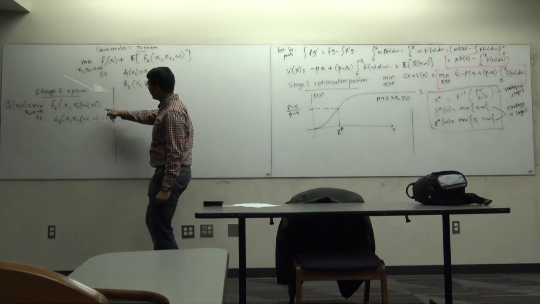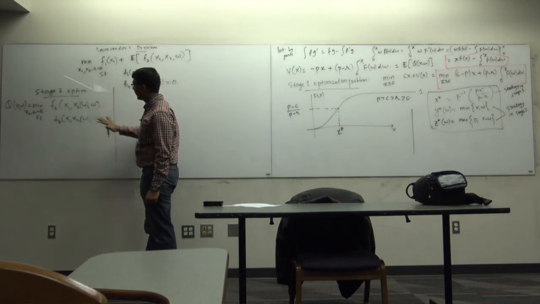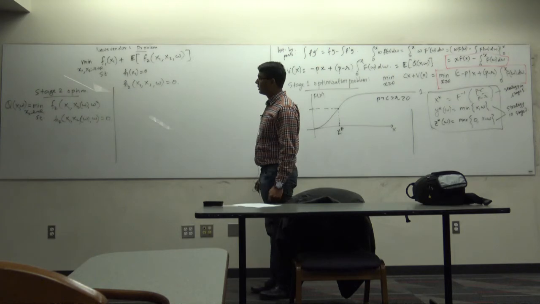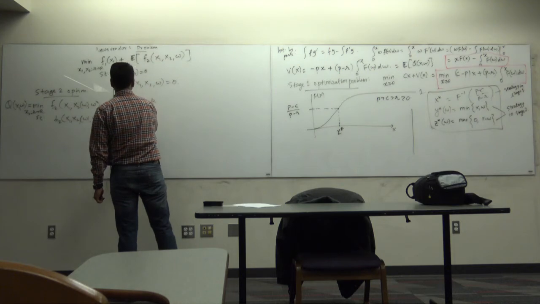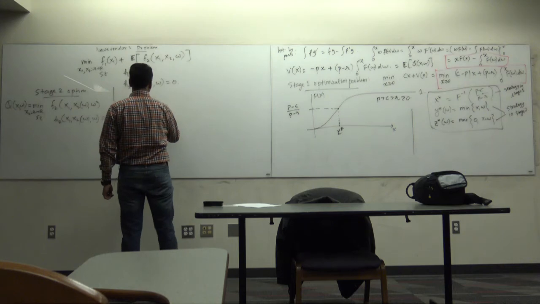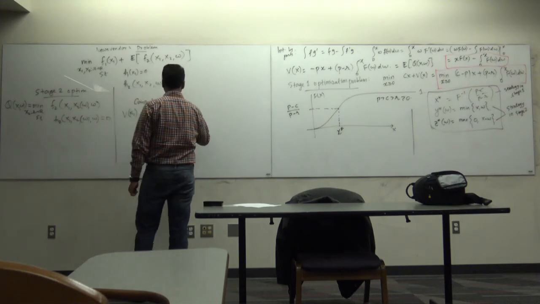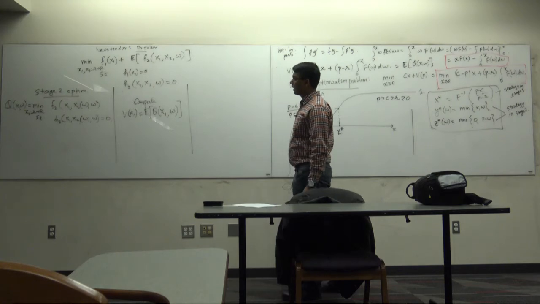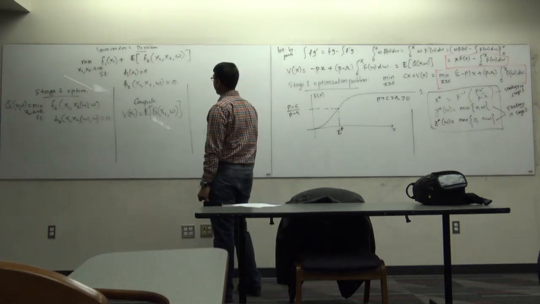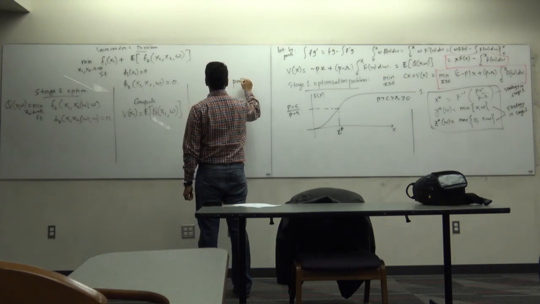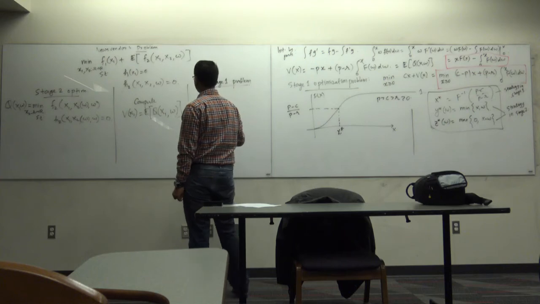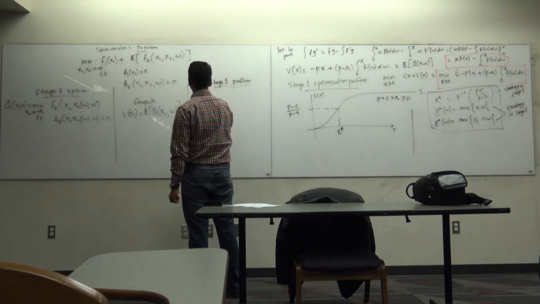So basically collect all the terms that involve omega, write that problem as the stage two problem, solve the stage two problem, compute V of X1 equals expected value of Q of X1 comma omega. That's your step two. And then you solve the stage one optimization problem, which is to minimize with respect to X1.